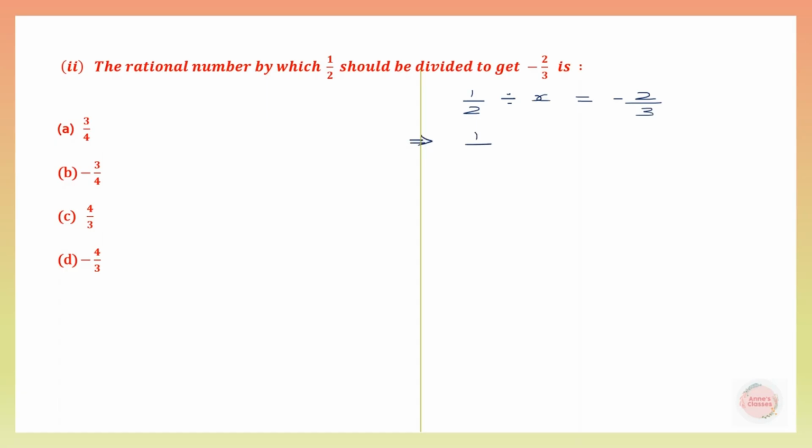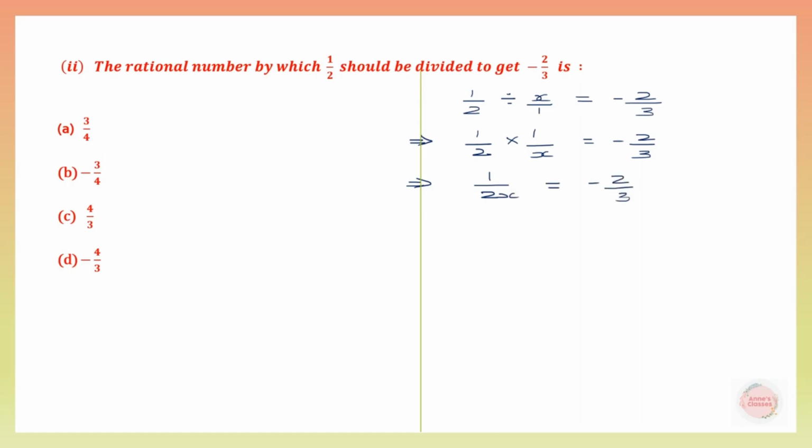So that is 1 by 2. Now division will change to multiplication. Now x is x by 1. We write the reciprocal 1 by x. Okay, and on the right hand side we have minus 2 by 3. Now here let's solve this. So 1 into 1 is 1. In the denominator 2 into x is 2x. This is equal to minus 2 by 3.